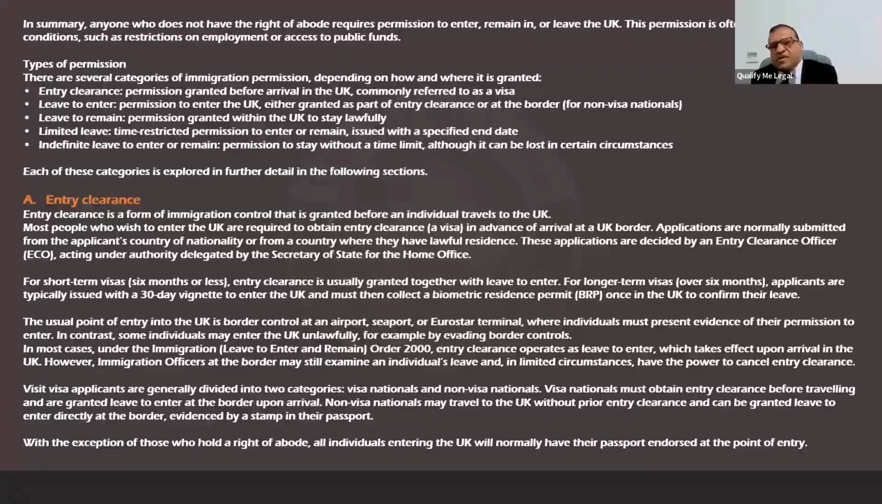On the other side, most of the countries' nationals would need entry clearance or a visa before entry into the UK. So this is the whole crux of entry clearance.